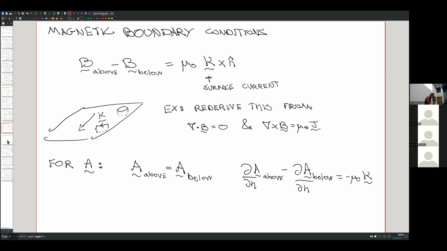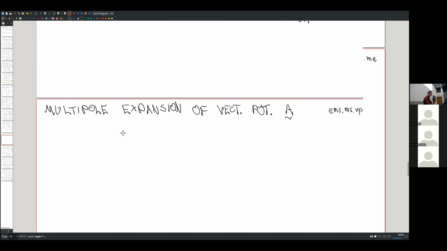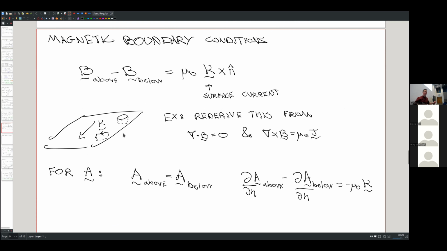Now the last thing I would like to do today is... Oh, question. Sorry. My question about the vector potential below and on the surface. Could you clarify further with the drawing what you mean by the vector potential being continuous, but the derivative being discontinuous?